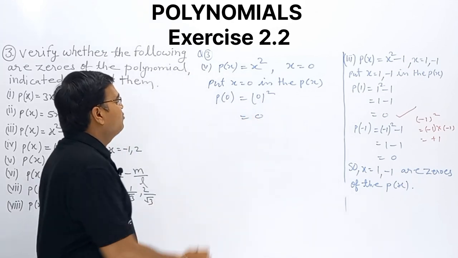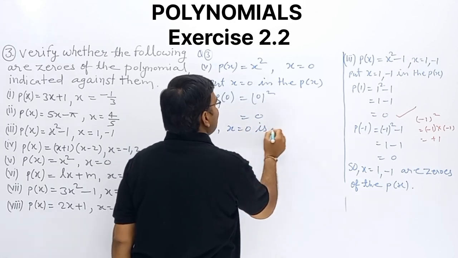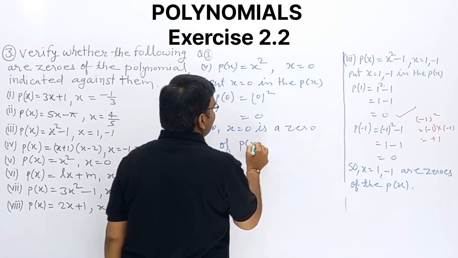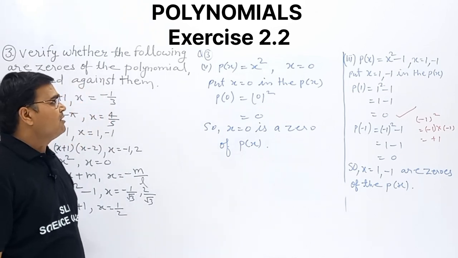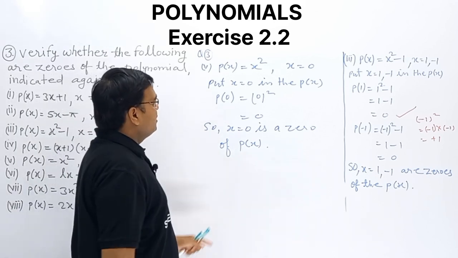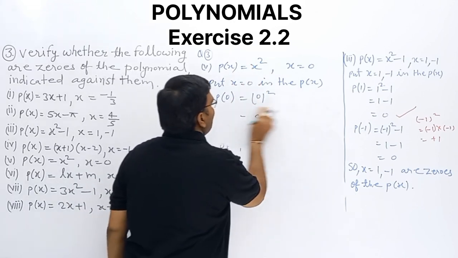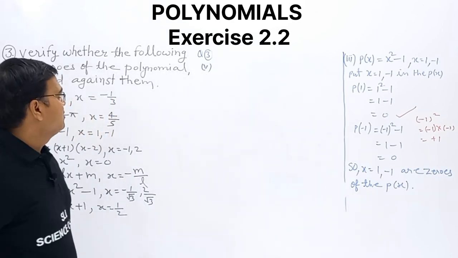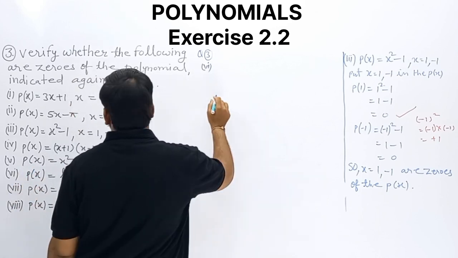So we can say x equal to 0 is a zero of polynomial p of x. Clear? Now the next question I am taking, question number 6. Observe carefully. All questions have the same process. Practice is important.